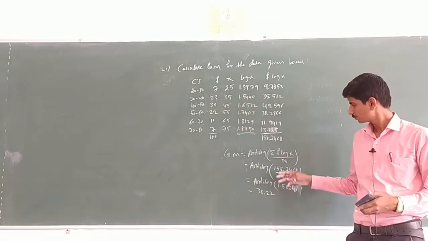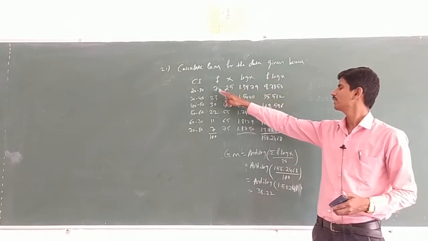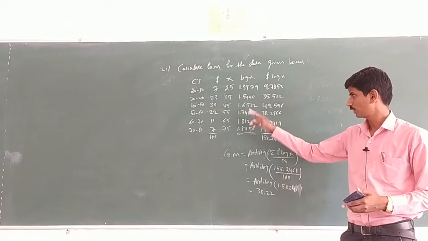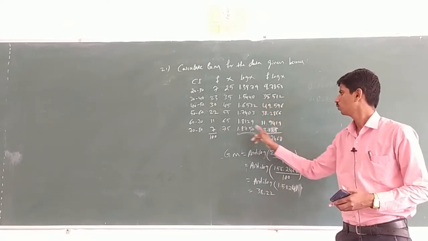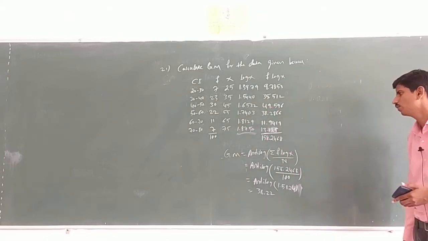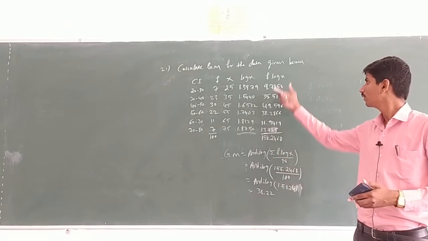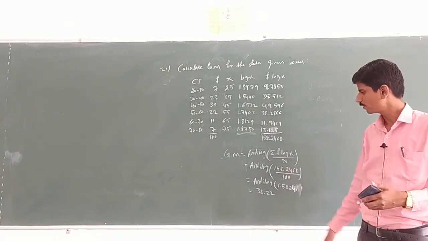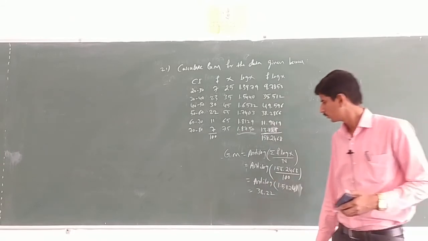Then we want f into log x. The next column is f into log x. Frequency into log x, this into this, then we will get 9.7853. The next, 23 into 1.5440 is 35.512, and so on. 7 into 1.8750 is 13.125. Then the sum of f into log x is 158.2468. Then substitute the values, and you will get the geometric mean as 38.22.